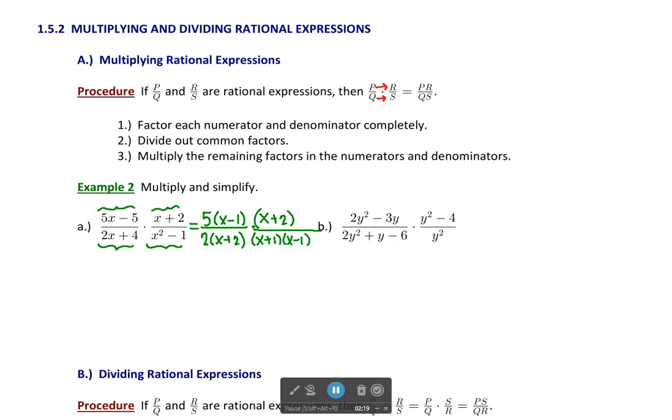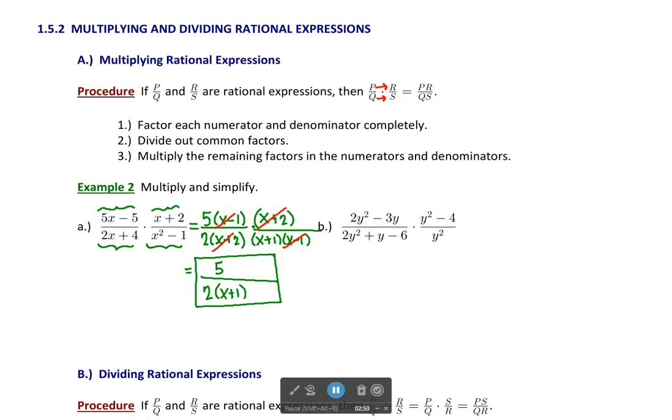Now we're going to look for common factors. We can cancel out the x minus 1 and the x minus 1, and we have a pair of x plus 2 factors that we can cancel as well. The only thing that remains in the numerator is a 5, and in the denominator we have 2 times the factor x plus 1. Now, it's perfectly acceptable, in fact, it's preferable to leave everything in factored form. So there's no need to distribute that 2 to the factor in the denominator.